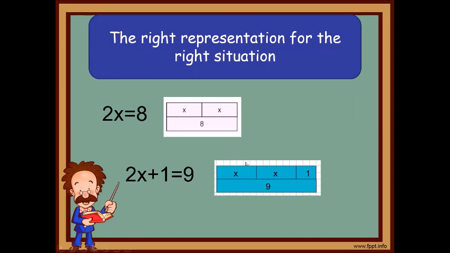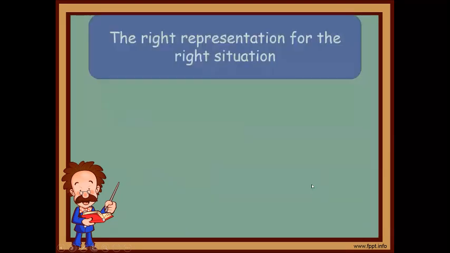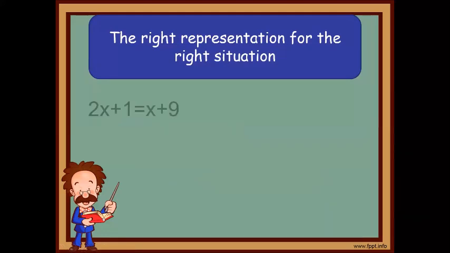In fact, it was this question I gave that class, and they were able to interpret the fact that x must equal 4. I think the key here being the length of the bars being the same. The right representation for the right situation. Be willing to change between bar modeling and algebra tiles. So what about this one? 2x plus 1 equals x plus 9.